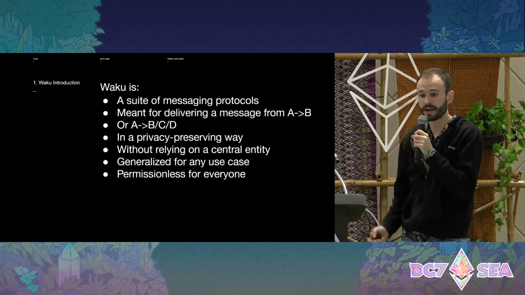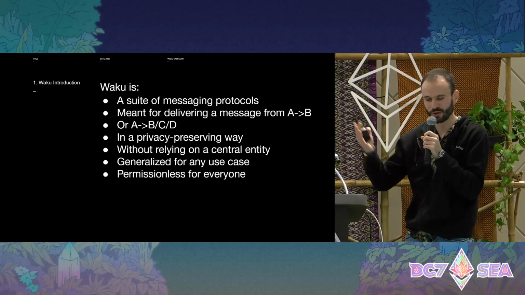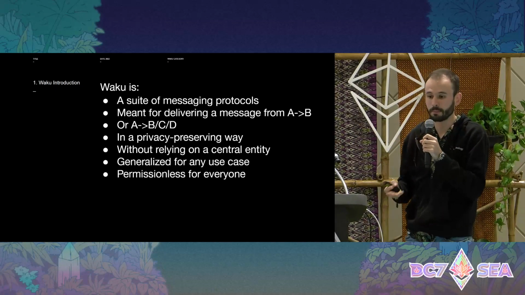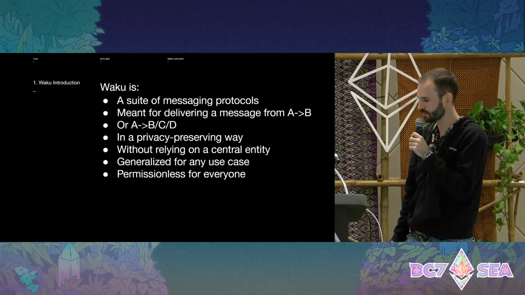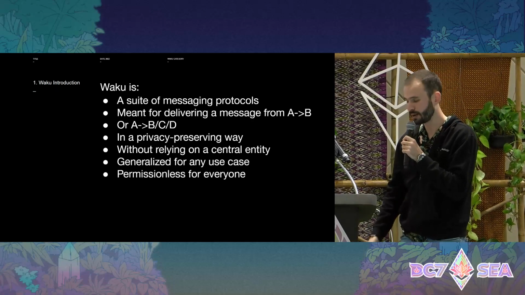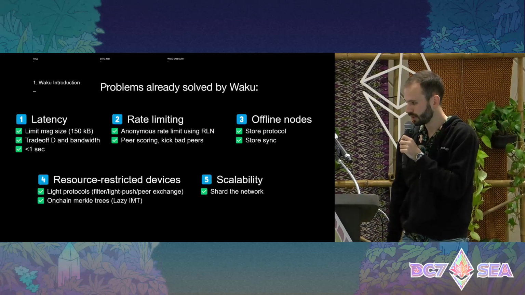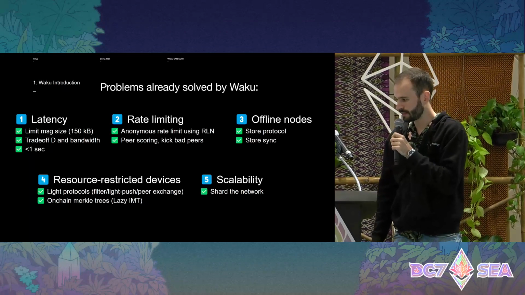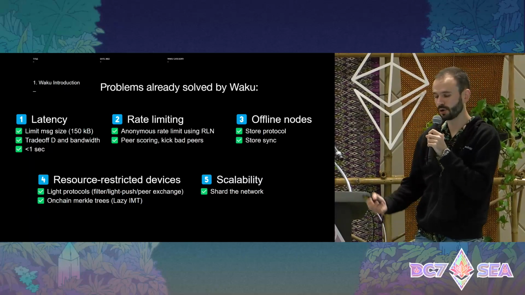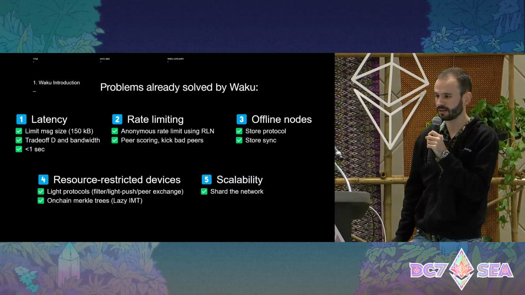You can build a chat application, but you can also build any decentralized application that you can think of. If you need to connect, as I said before, point A with point B, with these properties, you can use Waku. So we are not really bound to a specific use case. And the coolest thing is that it's permissionless for anyone. Anyone can join the network.